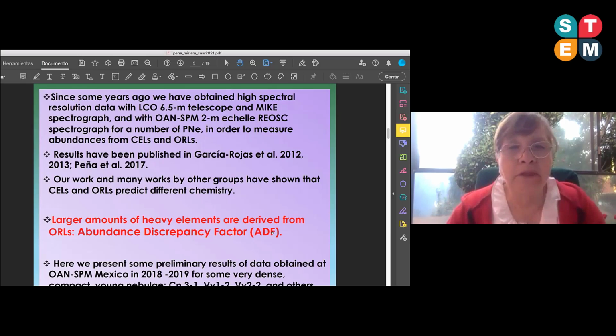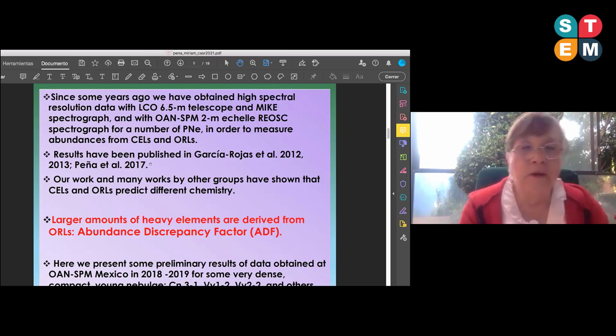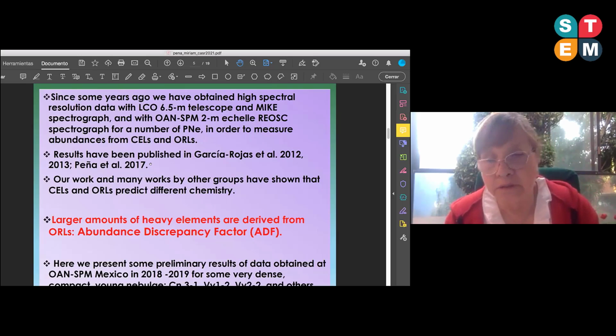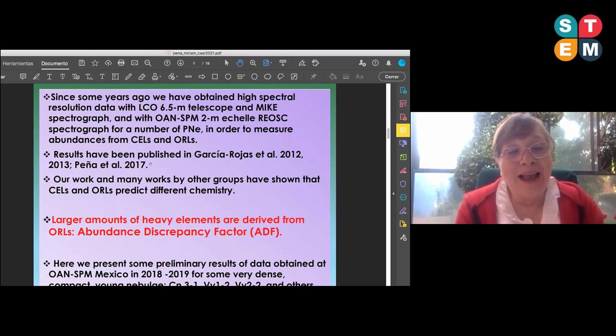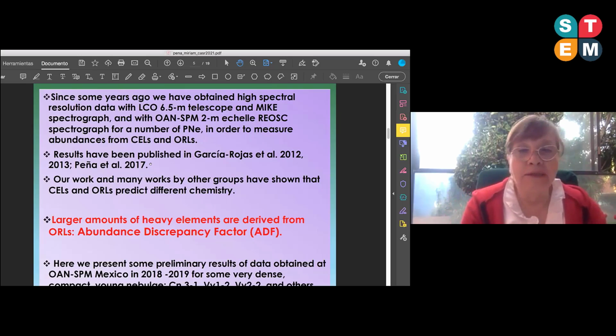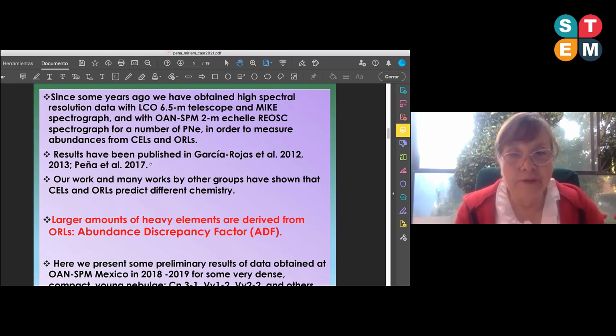And we have published some results in García-Rojas et al. 2012, 2013, Peña et al. 2017, and others. Our work and many works by other groups have shown that CELs and ORLs predict different chemistry for the ionized gas. That's terrible. Larger amounts of heavy elements are derived from ORLs. This problem, this phenomenon, is called the abundance discrepancy factor, ADF.